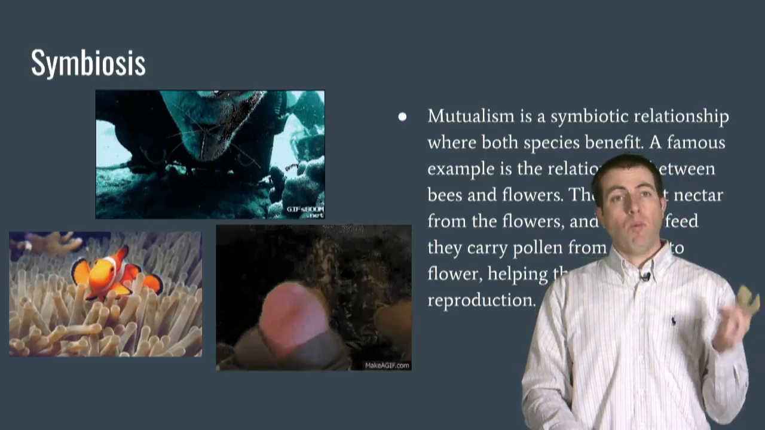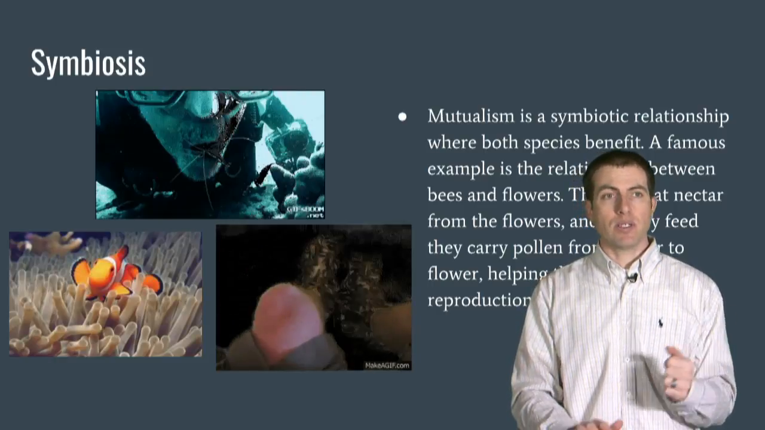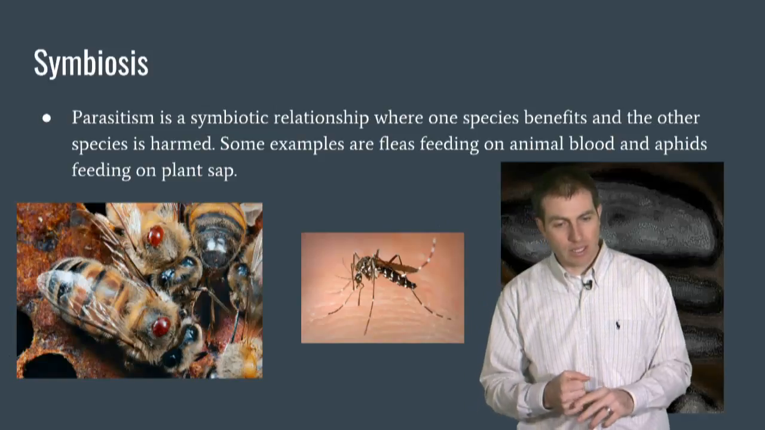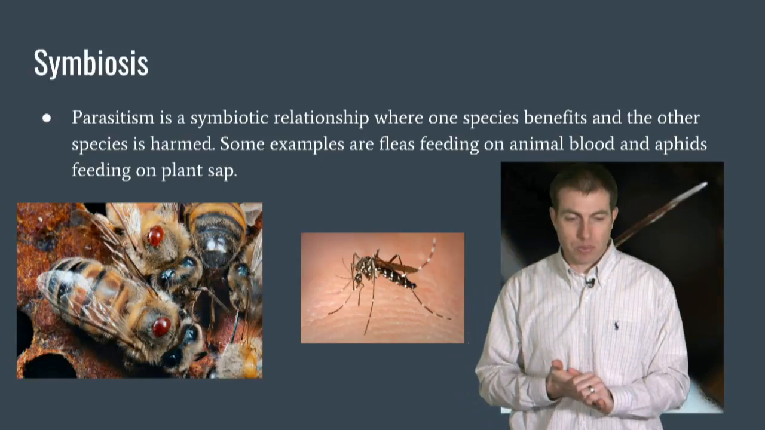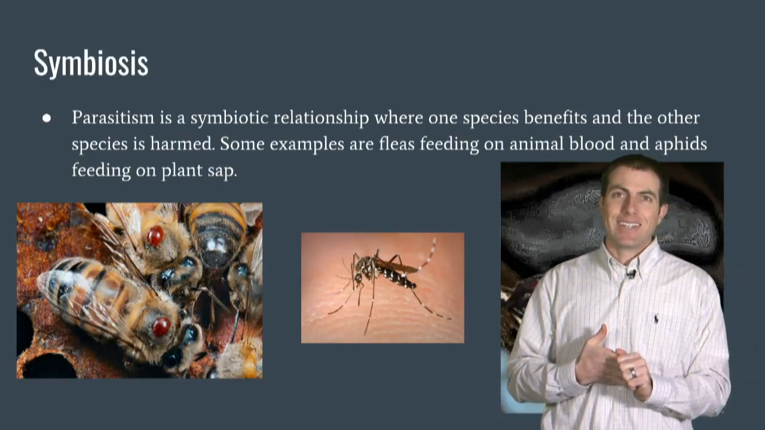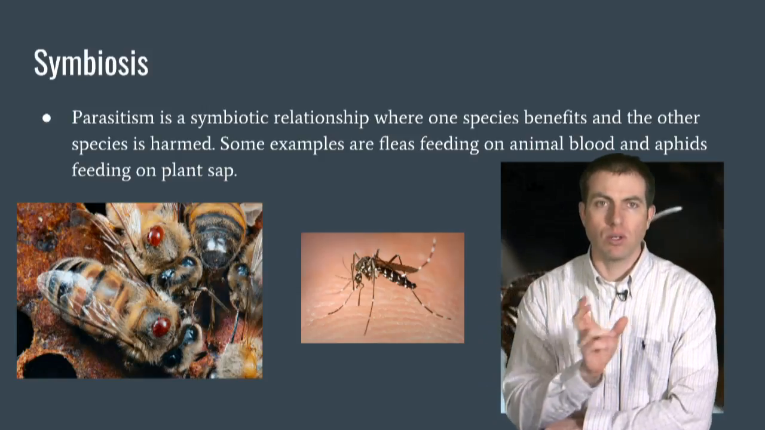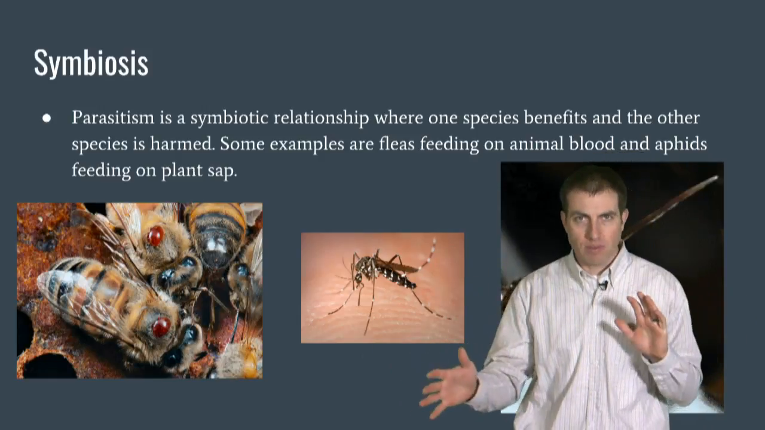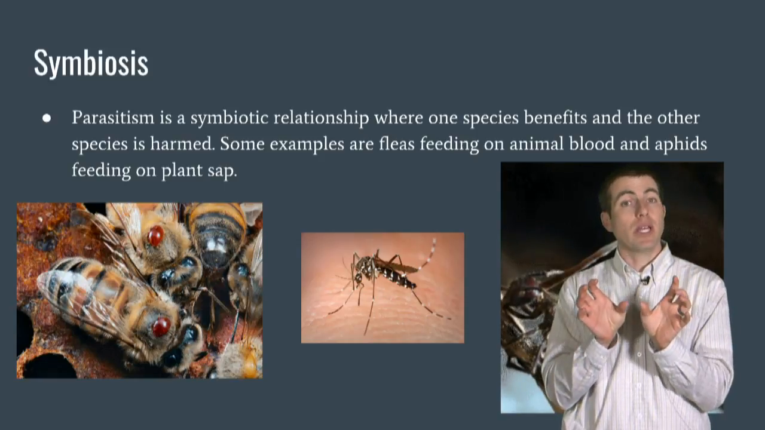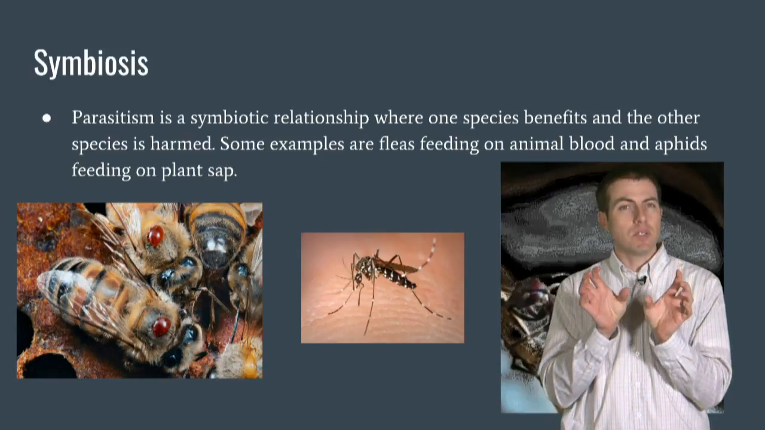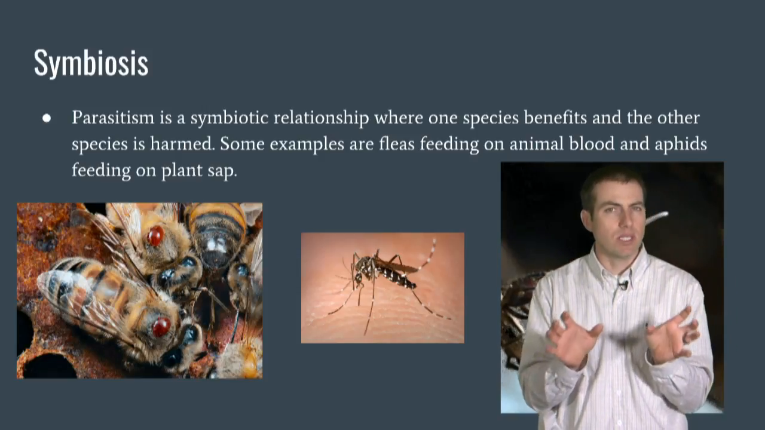So we did commensalism. One was benefited, the other didn't really care. Mutualism, both are benefited. And then the third one is parasitism. And this is where one species benefits and the other is harmed. And the tricky thing here is that students often confuse parasitism with predator-prey relationships because it seems like the parasites are eating part or all of the host, but that's not really the case.